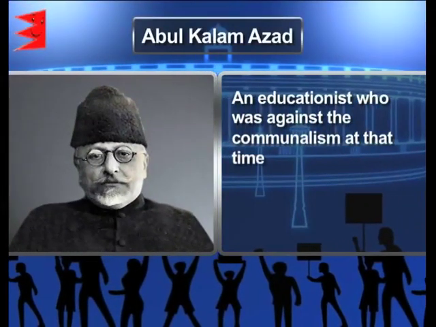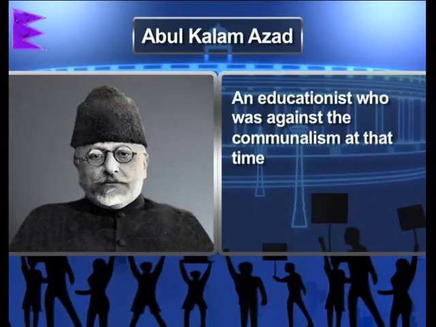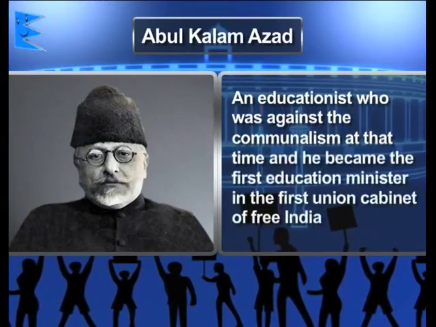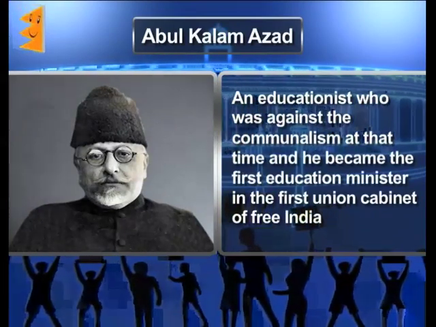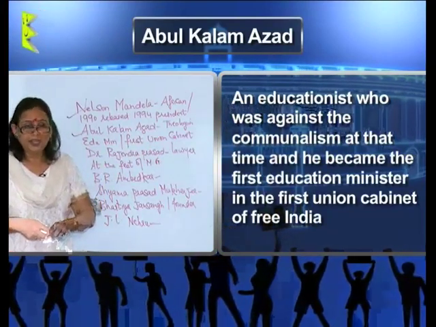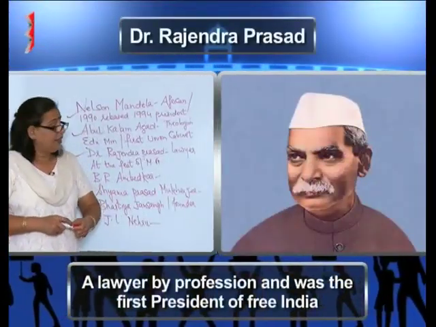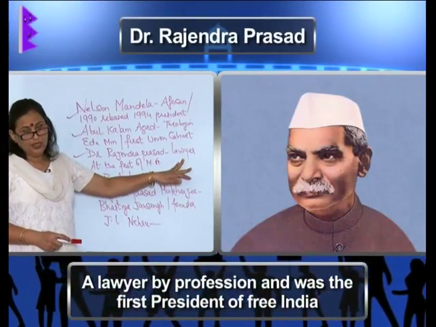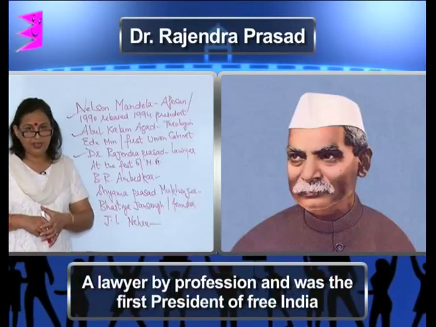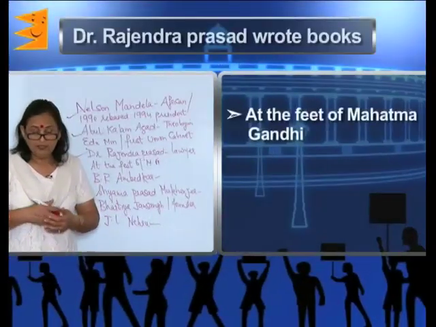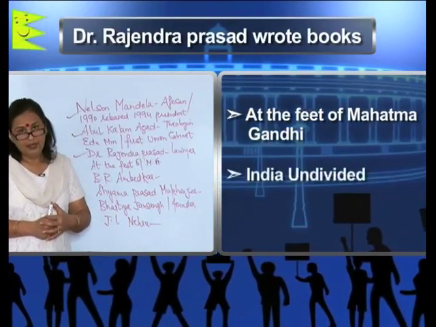Next is Abul Kalam Azad. Abul Kalam Azad was an educationist, a theologian, a person who was much against the communalism that was there at that time, and he became the first education minister in the first union cabinet of Free India. Next, Dr. Rajendra Prasad. Dr. Rajendra Prasad was a lawyer by profession and is the first president of Free India who had two terms, and he wrote books like At the Feet of Mahatma Gandhi and India Undivided.